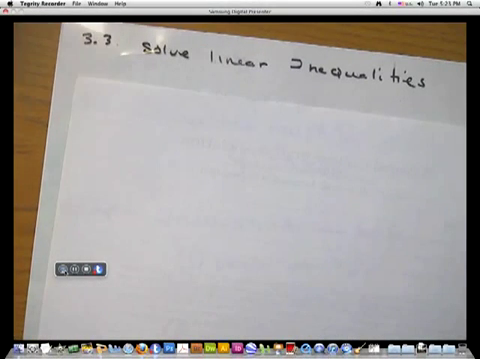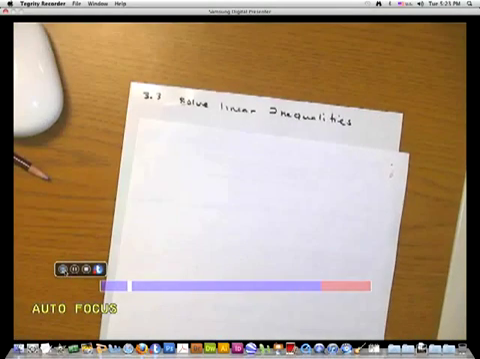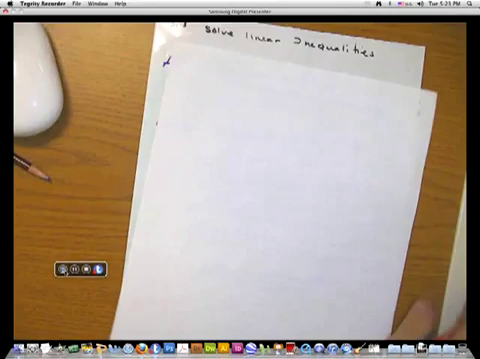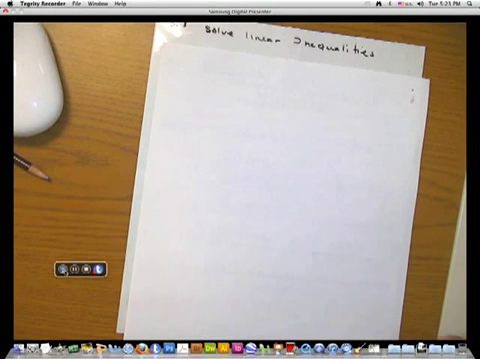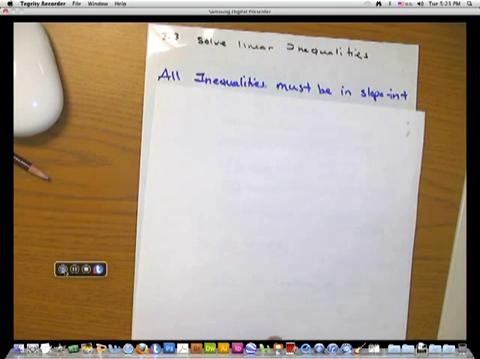Okay, here we have 3.3. We're going to solve linear inequalities. We have done just linear inequalities normal. Now we're going to do them as a system.